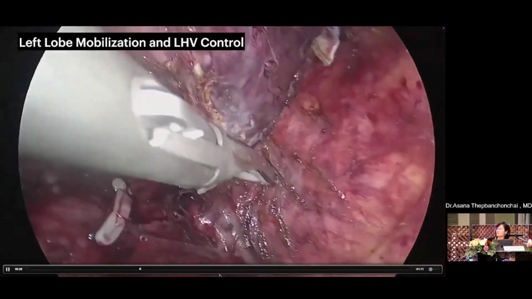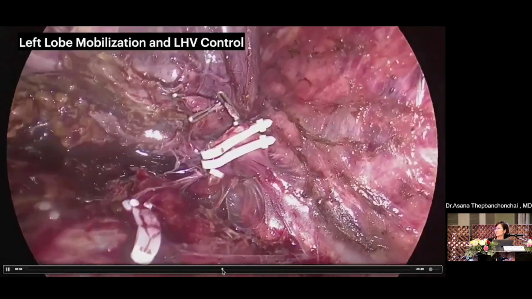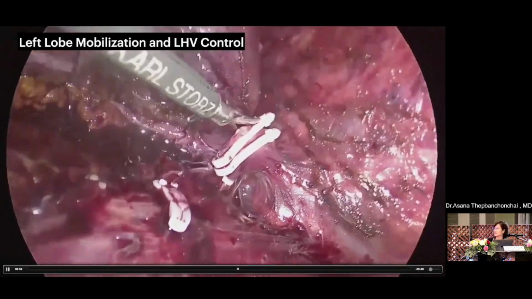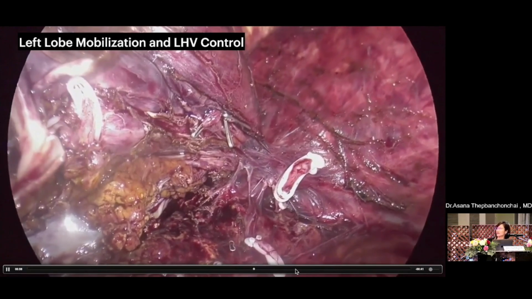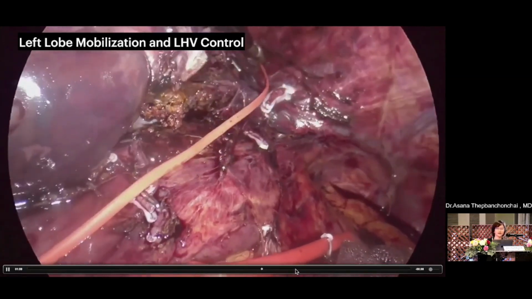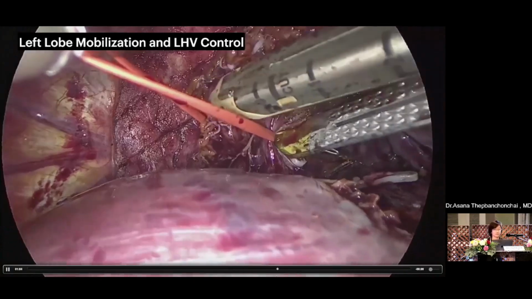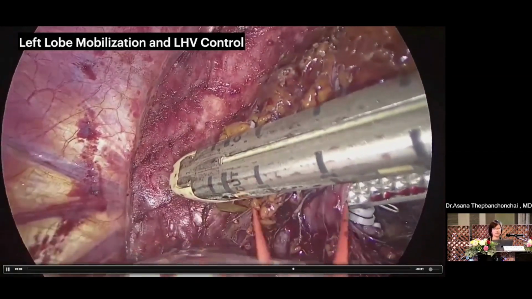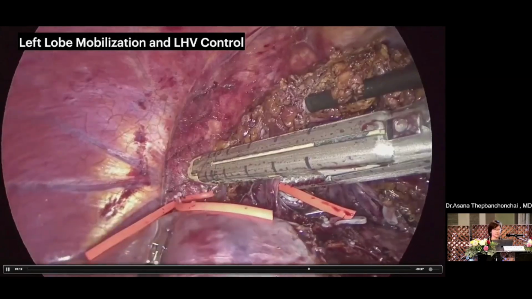But because it's very short, I decided to control it with a Hem-o-lok, double Hem-o-lok, and clip on the specimen side. It's safely controlled. And at this time we can completely see the left hepatic vein and control it safely. Before firing the stapler, we have to ensure that the vein was controlled entirely.